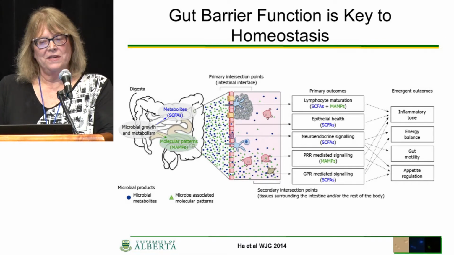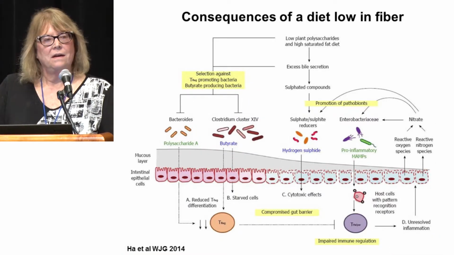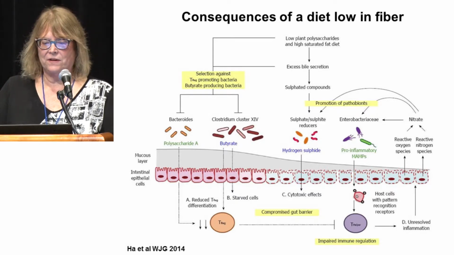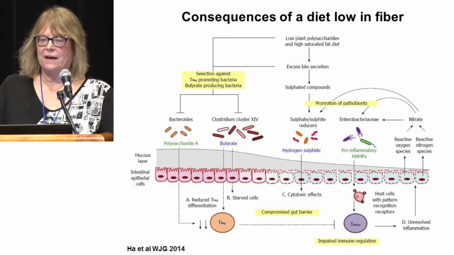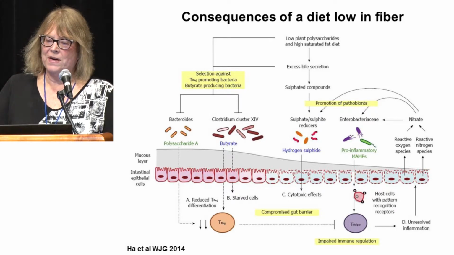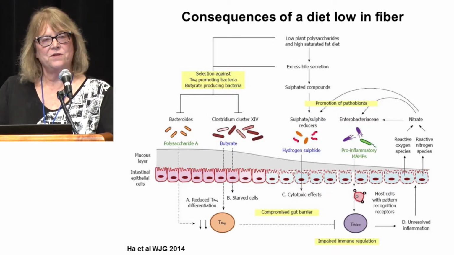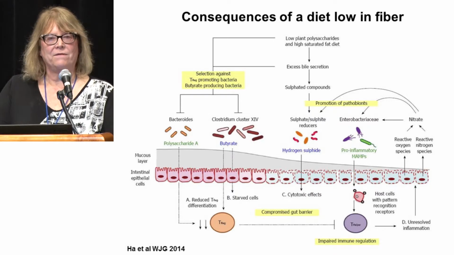And again, consequences of a diet low in fiber, we've heard about these, but just to put it all together. Reduce fiber, you select against T regulatory promoting bacteria, you start altering your gut mucus, you start altering your epithelial tight junctions. When you have high saturated fat, you increase your bile, you increase levels of sulfated compounds, you promote pathobionts, you increase hydrogen sulfide, which further reduces permeability, and you have this endotoxemia driving body inflammation.